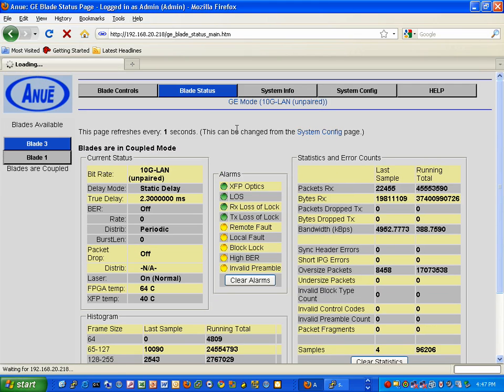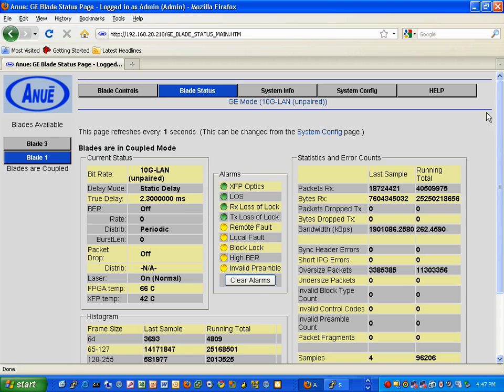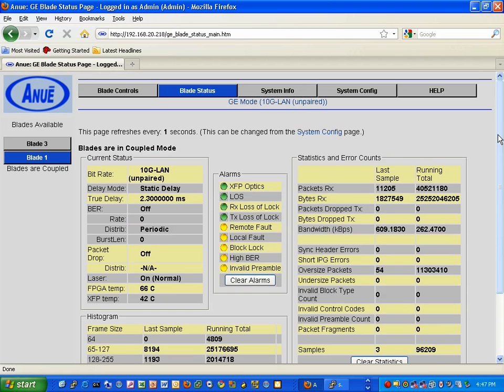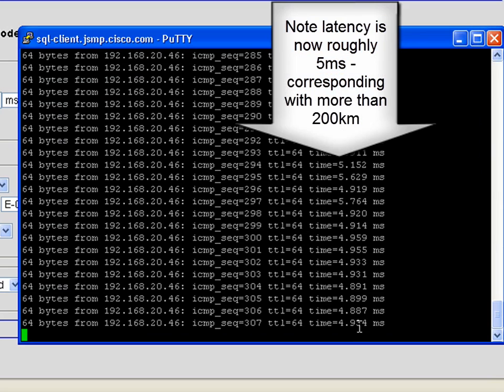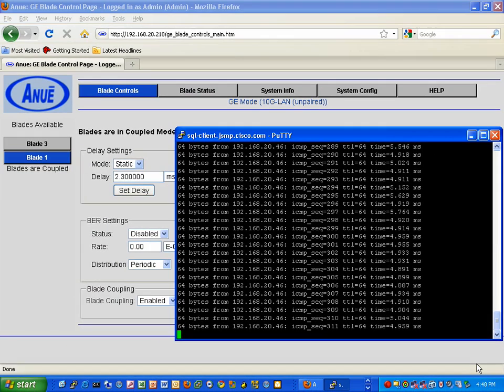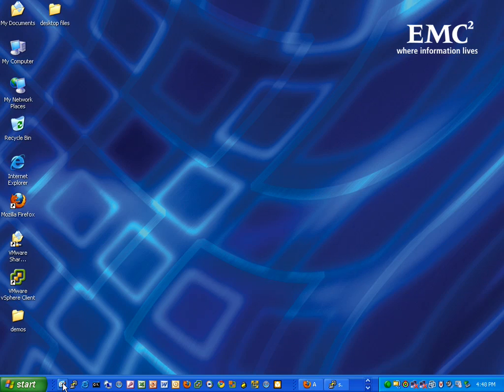You can see here that the true delay now is a one-way 2.3 milliseconds. And in effect, this translates to just under 5 milliseconds round-trip latency. And if we take a look, you can see that latency is actually represented here between the two ESX clusters. Now we'll undertake a series of actions to test the behavior of moving the VM from one site to another.